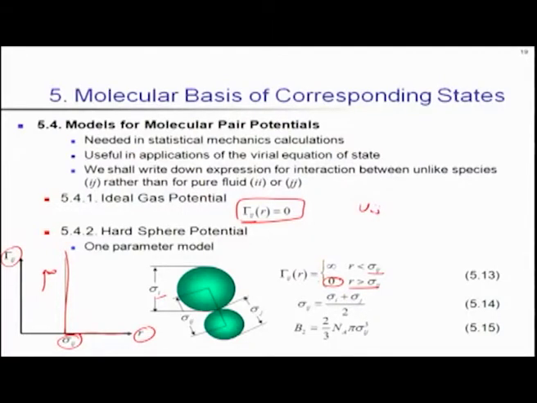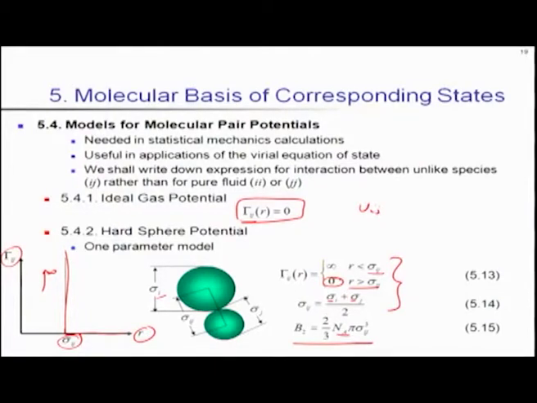Here, sigma ij is nothing but the mean value of the diameter. Sigma is the diameter in this case, so it is basically the average diameter. Now, using this potential model, we can obtain the virial coefficient, which turns out to be 2 by 3 N_A pi sigma ij cubed, considering the Avogadro number of molecules in a mole. For a specific pair of particles, we can evaluate the virial coefficient very easily by considering this potential model. So, let me just describe that.